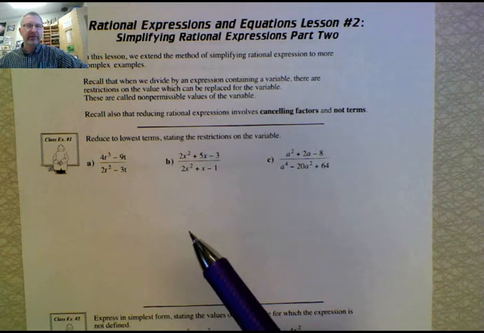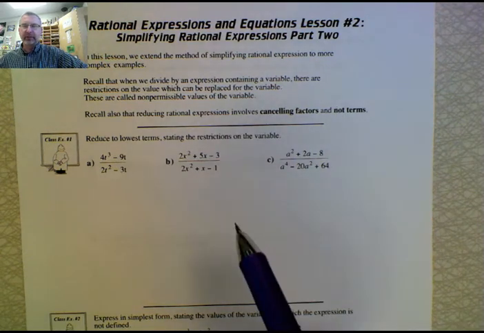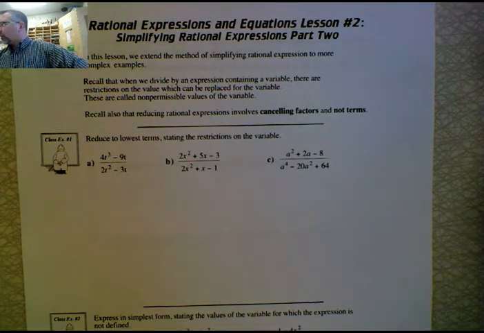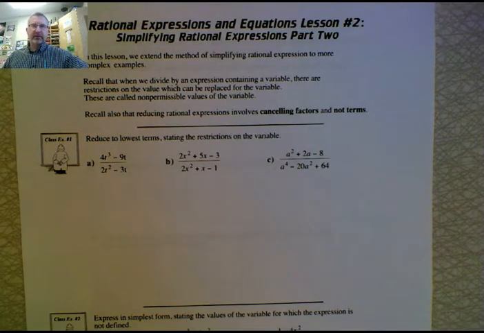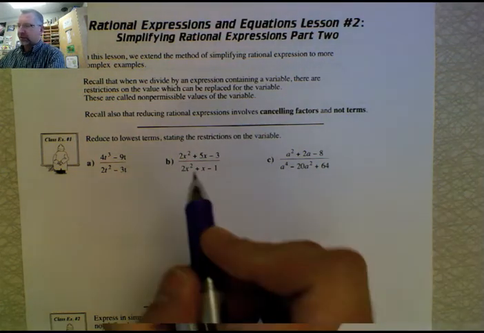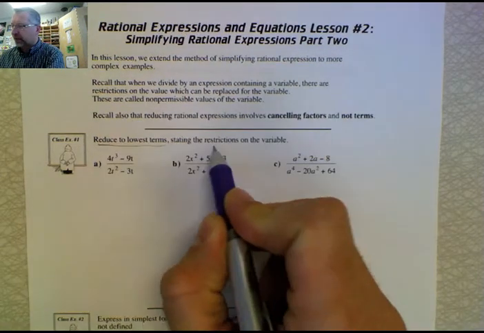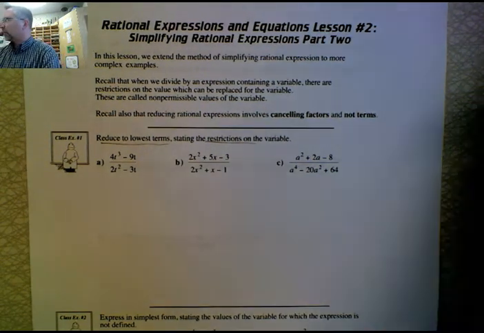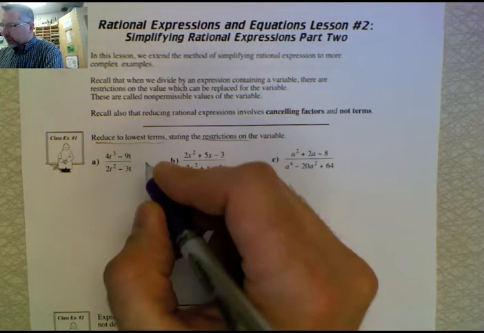We're still going to find restrictions and we're still going to simplify things, but as I said, we're going to look at some more complicated situations so that you're prepared for as complex a type of rational expression as you're going to experience when we learn to add, subtract, multiply, and divide. So what they want us to do is reduce to lowest terms and state the restrictions.